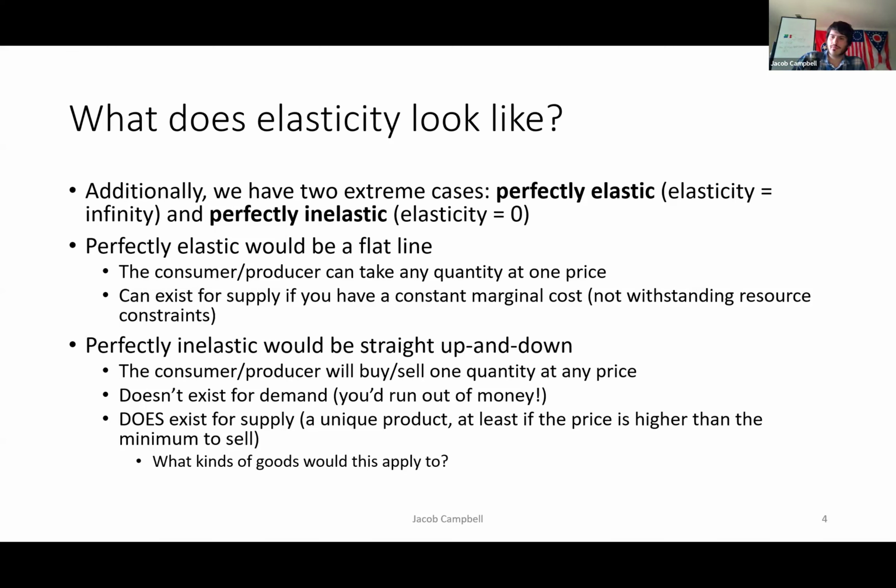Perfect inelasticity, where it's straight up and down, well, that would imply that you're willing to pay any price for one quantity. You can change the price as much as you want, and the quantity isn't going to change.